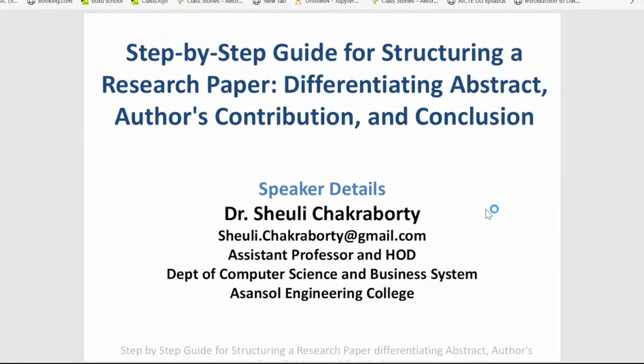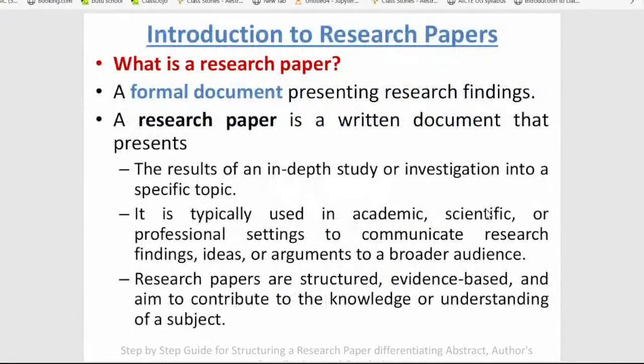We all are researchers, so we are all going through these steps. And my topic is a step by step guide for structuring the research paper while differentiating abstract, author's contribution and the conclusion. So before I explain about these topics, first of all, we need to know about the research paper. What is a research paper?